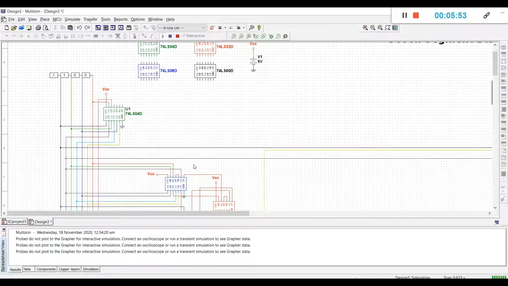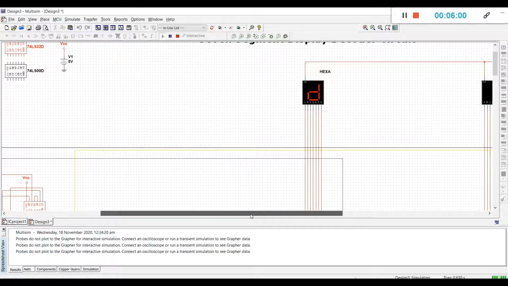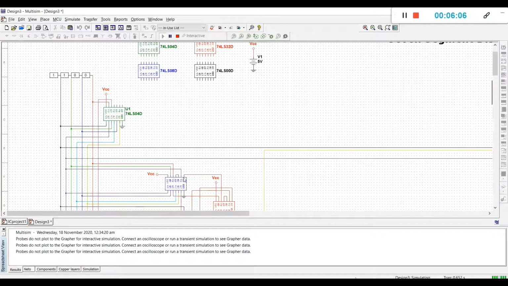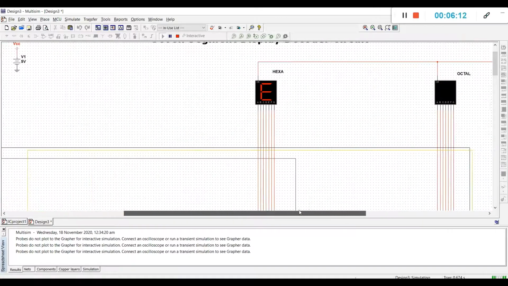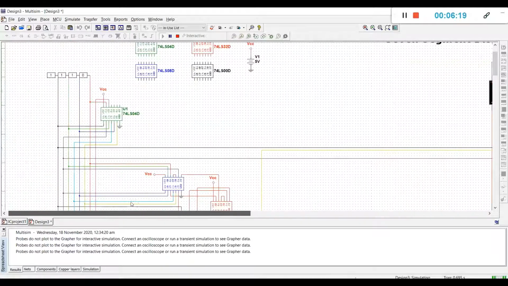So next input is 1, 1, 0, 1, which is equal to 13. And the equivalent hexa of 13 is letter D. So the hexa will decode letter D. Next is 1, 1, 1, 0, which is equal to 14. And 14 for hexa is equivalent to E. And the display of the hexa will display letter E.